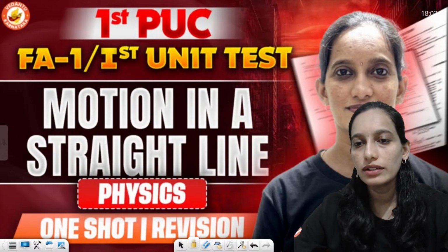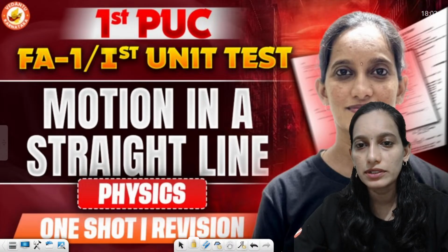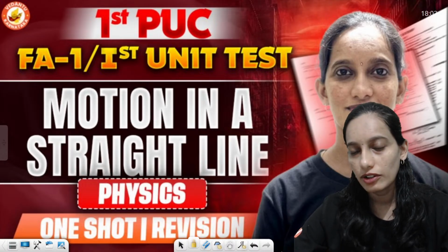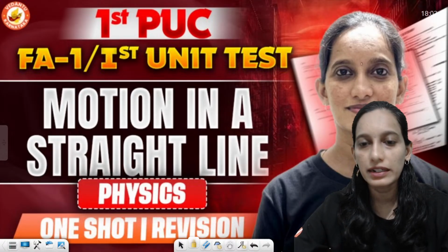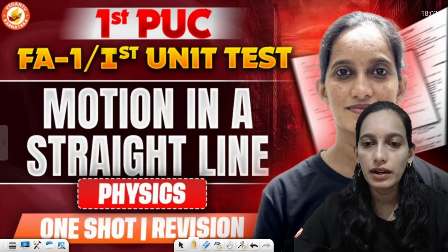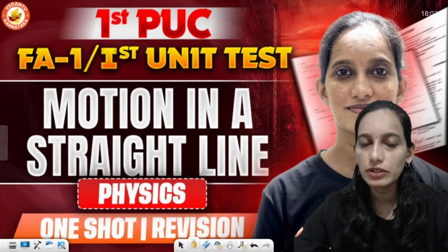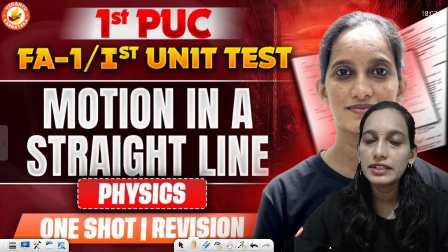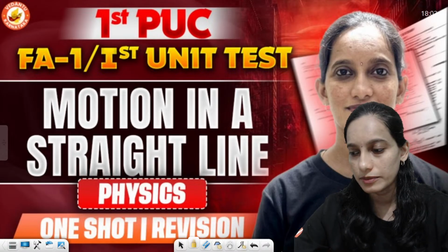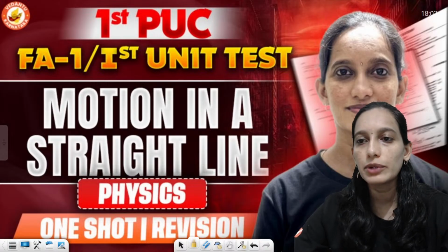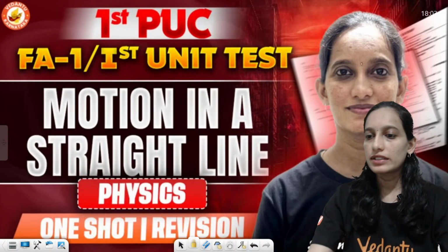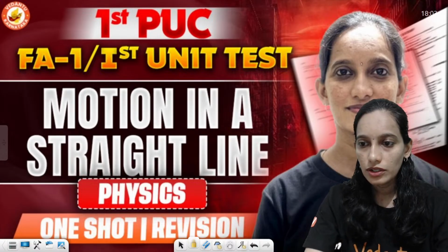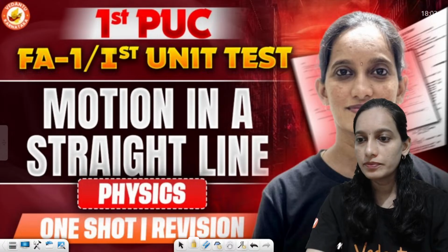So now today we are going to discuss the second chapter, that is motion in a straight line. Again, this lecture will be followed by a discussion on practice questions like 2 mark, 3 mark and 5 mark, and even the numericals. Because there's a probability that a 5 mark numerical can come from this chapter as well. So we will have a quick revision for today, and in the next session we are going to have a practice question discussion. So we'll just begin with the chapter.